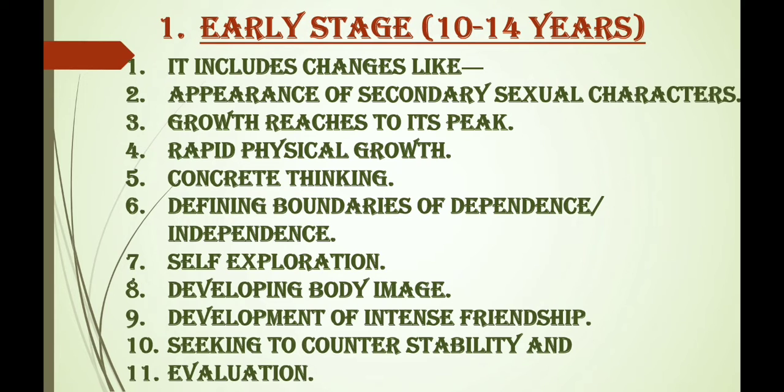There will be development of body image. A person looks at whatever physique, whatever appearance the person has, and tries to make a particular type of image. That is development of body image. There will be development of intense friendship in this age. Seeking to encounter instability, and the main thing is evaluation. They always evaluate things. All this you can see in the first stage, that is the early stage of adolescence.